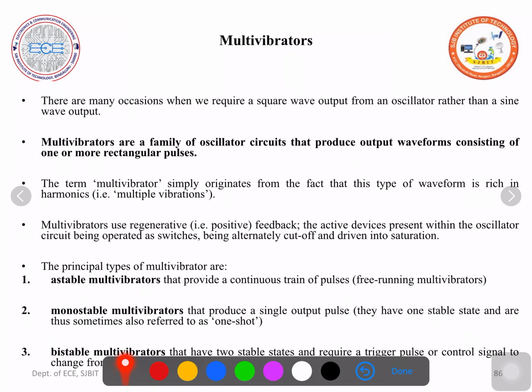The term multivibrator simply originates from the fact that this type of waveform is rich in harmonics. Multivibrators use positive feedback. Whenever you hear oscillator, remember the positive feedback. Amplifiers use negative feedback, oscillators use positive feedback. Multivibrators are a family of oscillator circuits. So multivibrators use positive feedback.